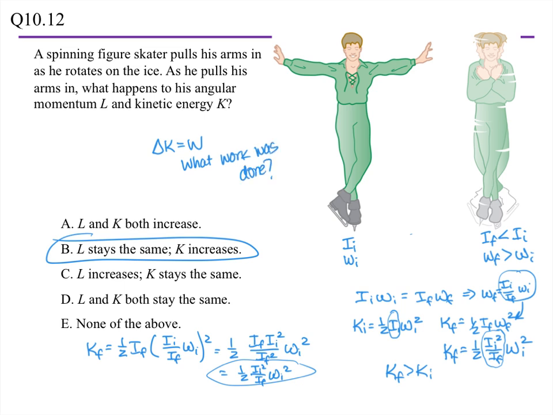And you might ask yourself, if we go back to the work energy theorem, what was the work that was done? The work was actually pulling his arms in. If anyone is an ice skater, you might know that as you try to pull your arms in when you're spinning, it actually is hard. You have to do work to make it happen, and that represents the work that goes into the system that increases the kinetic energy. It's kind of an interesting result.